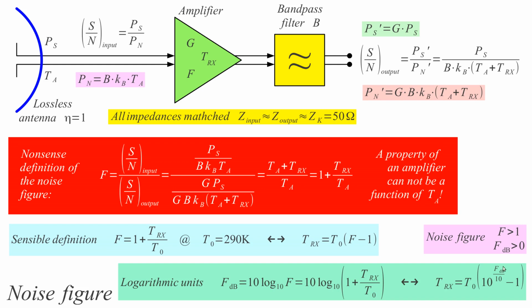noise figure. The noise figure, as I said, is always a degradation. The signal-to-noise ratio can only be degraded, so the noise figure is always larger than 1, and the noise figure in decibels is always larger than 0.